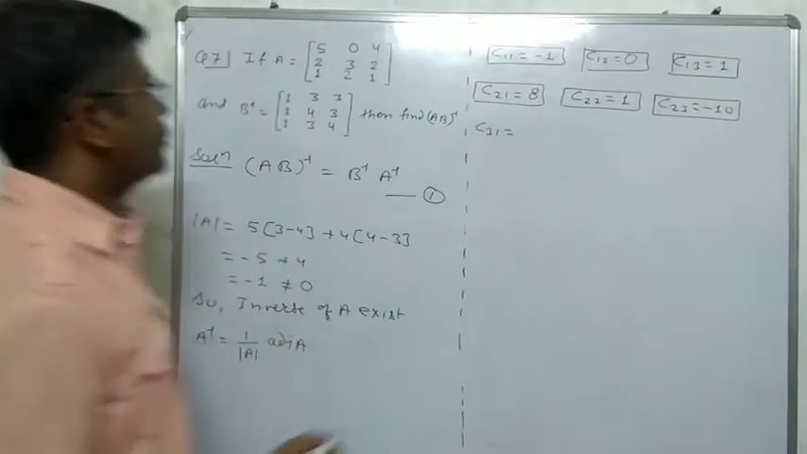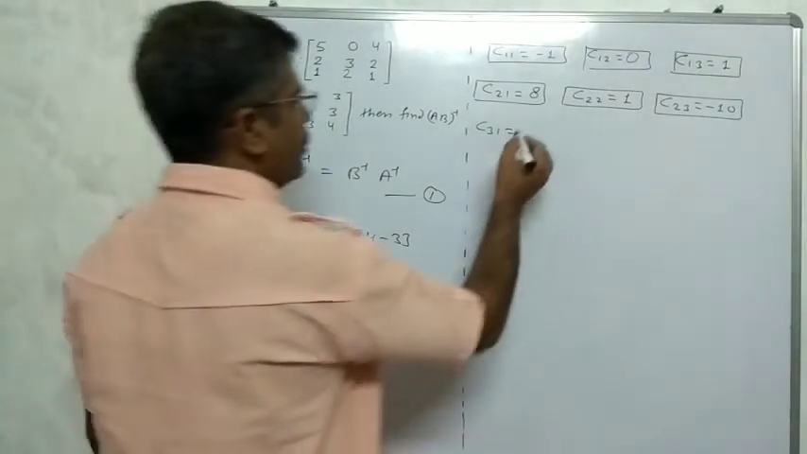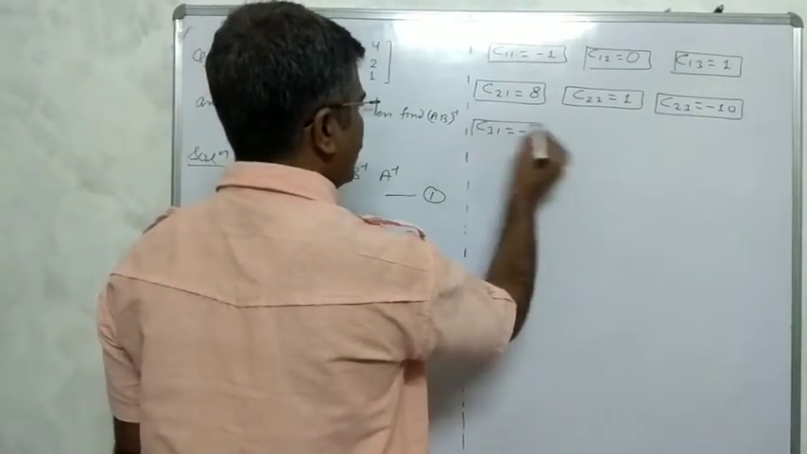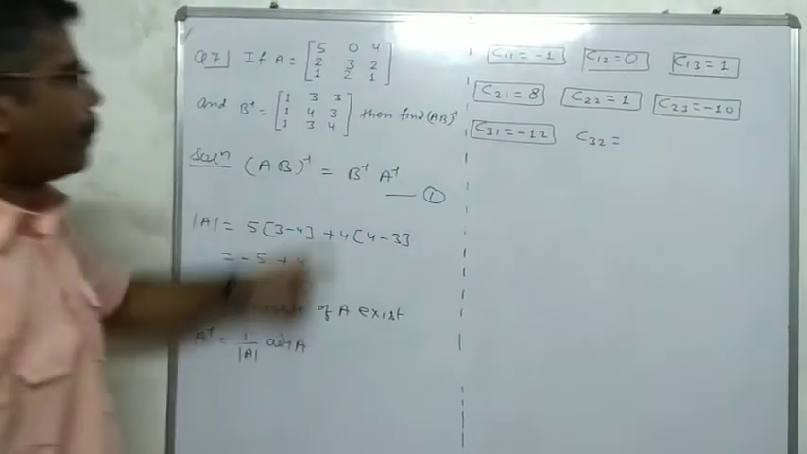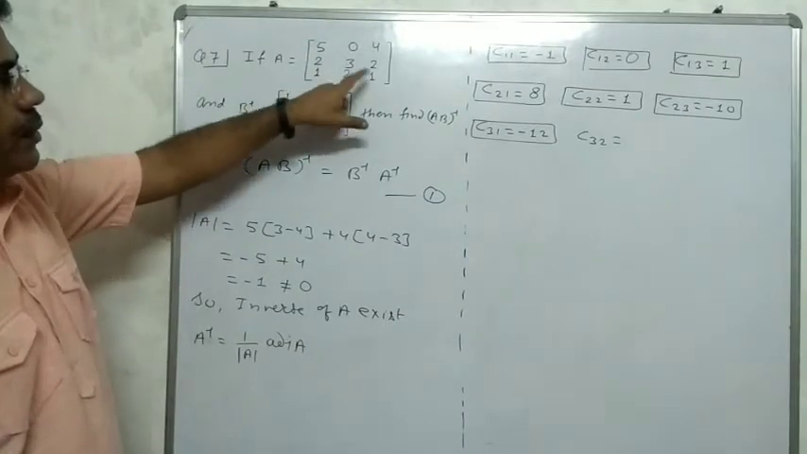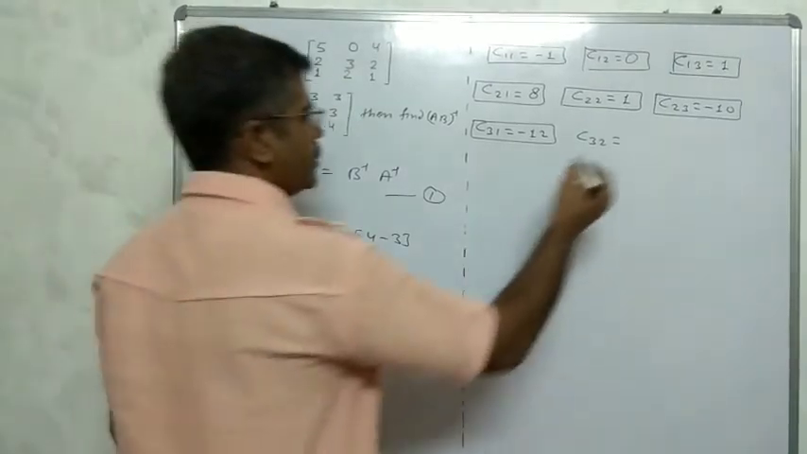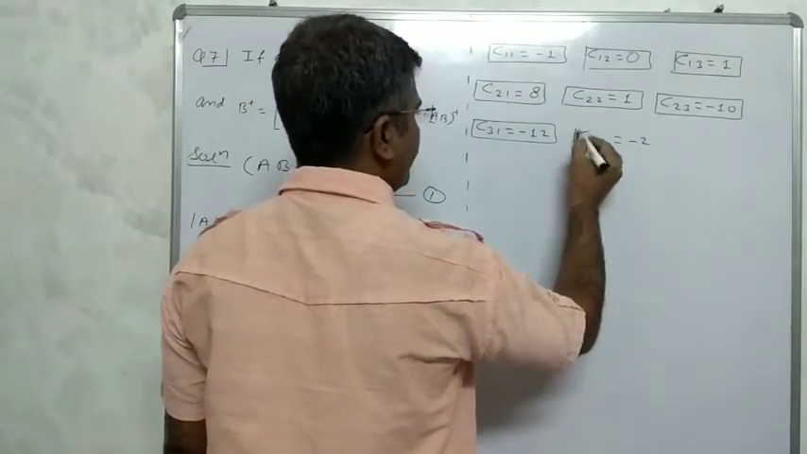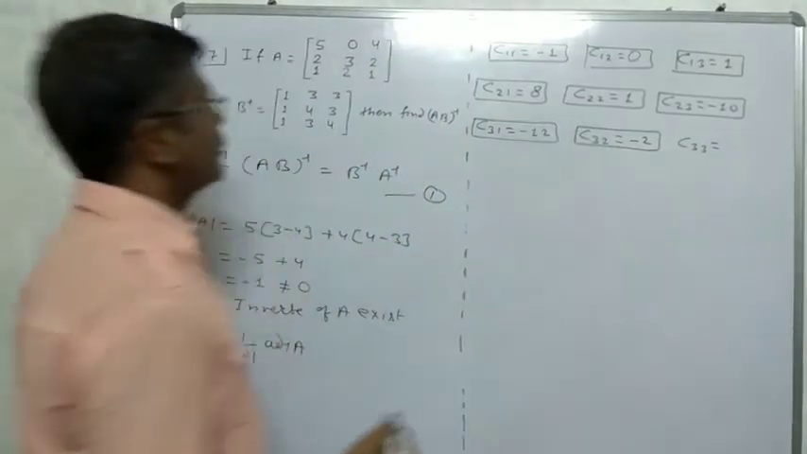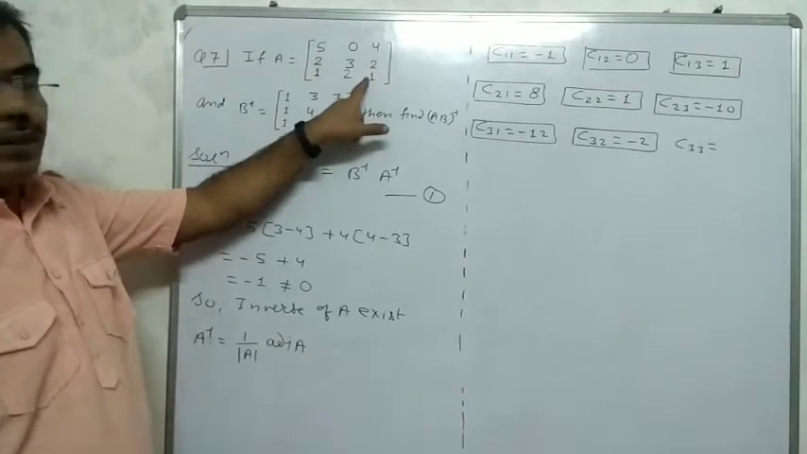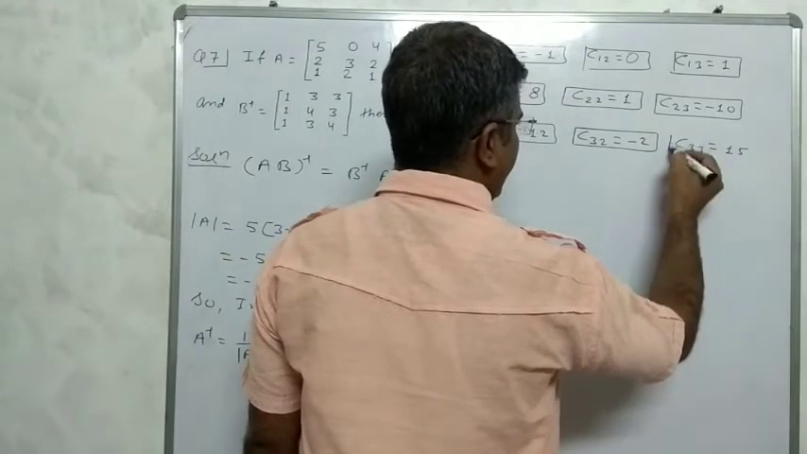C31 is positive. Delete this column and this row: 0 minus 12, minus 12. C32 is negative. Delete this column and this row: 10 minus 8, 2, minus 2. C33 is positive. Delete this row and this column: 15 minus 0, 15.